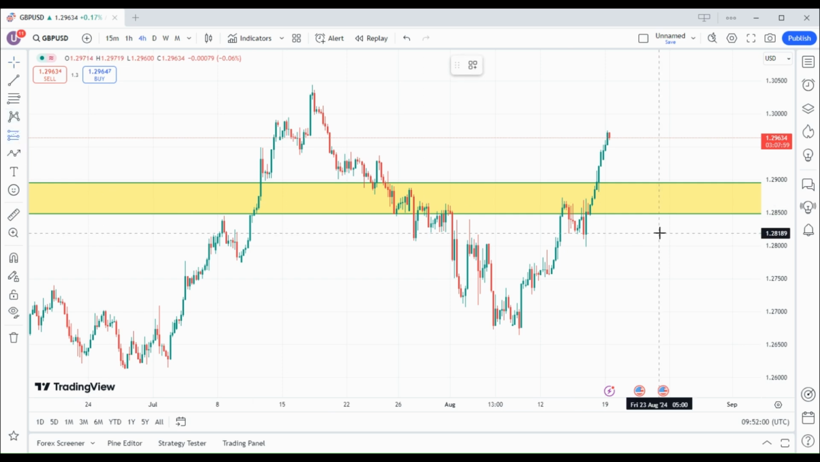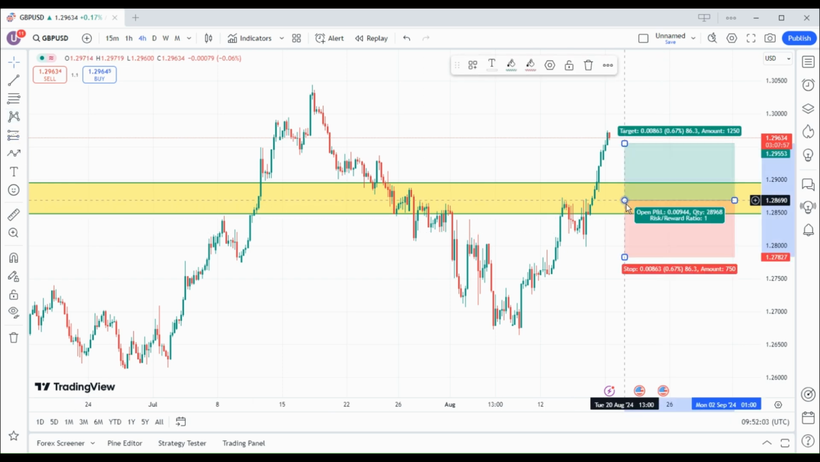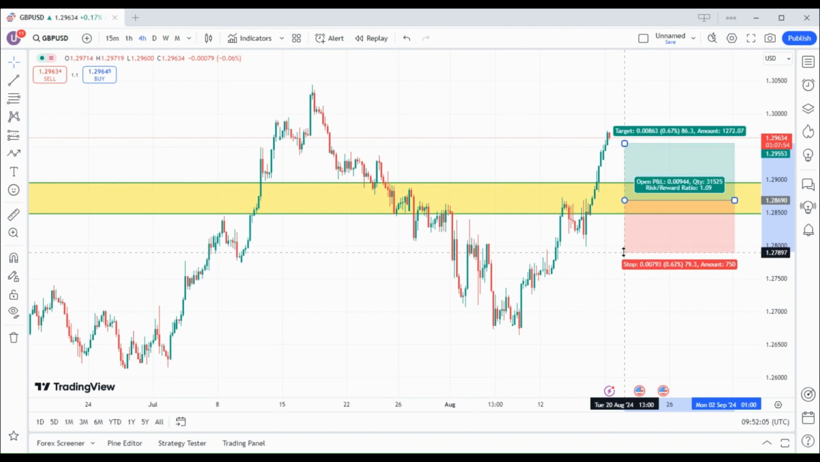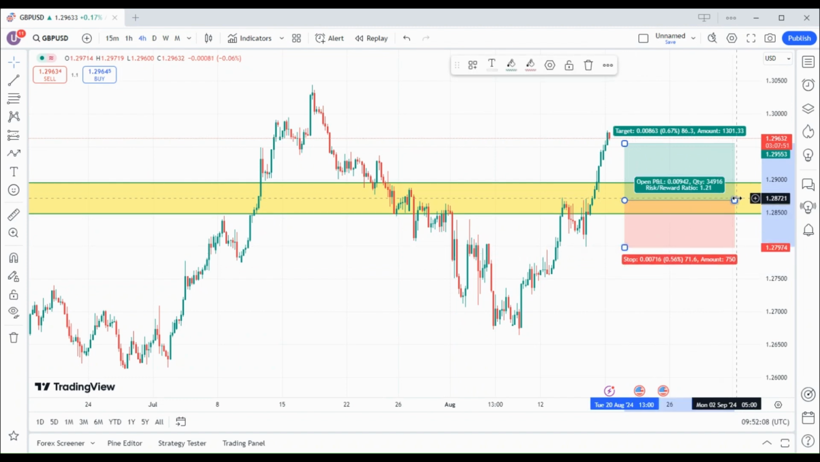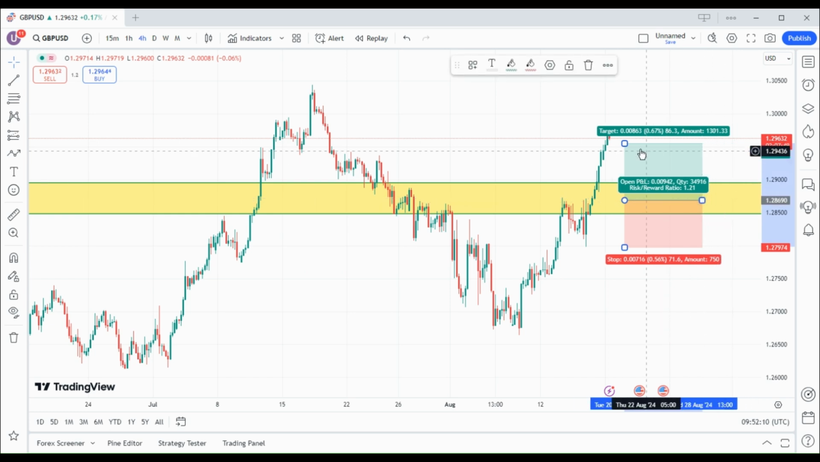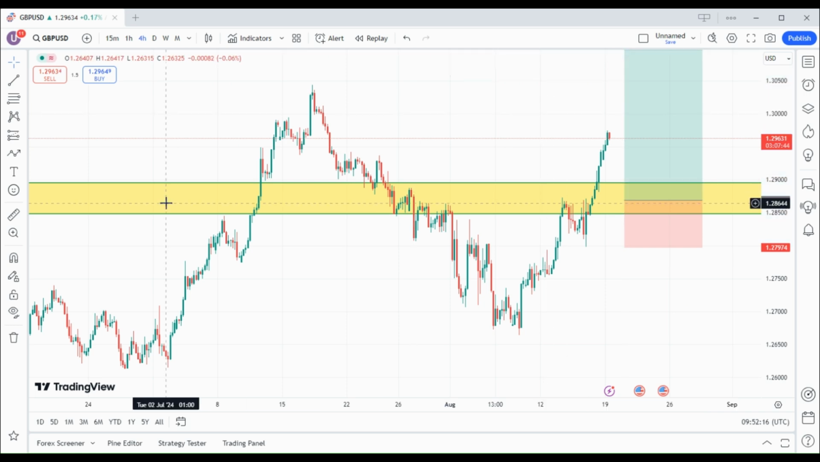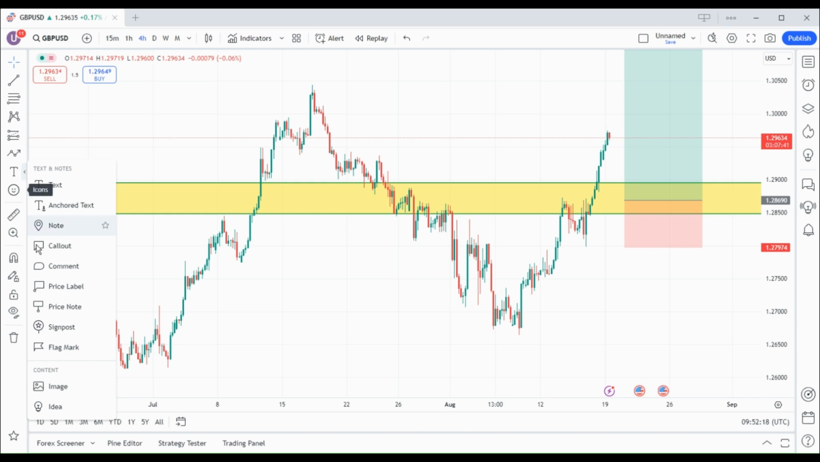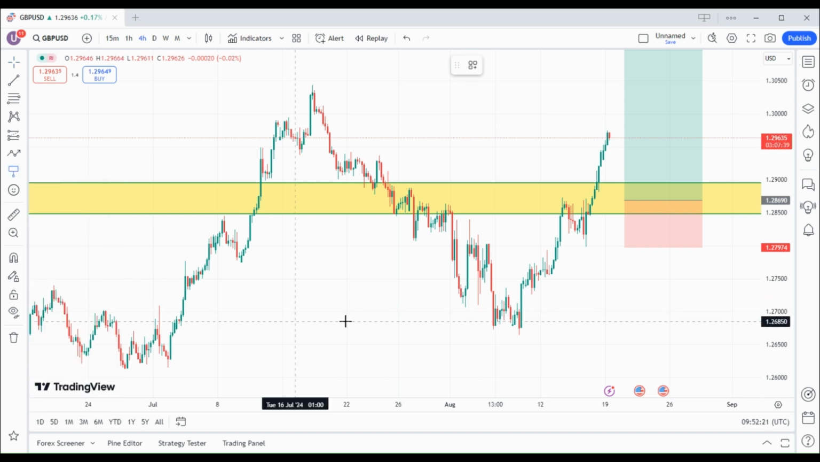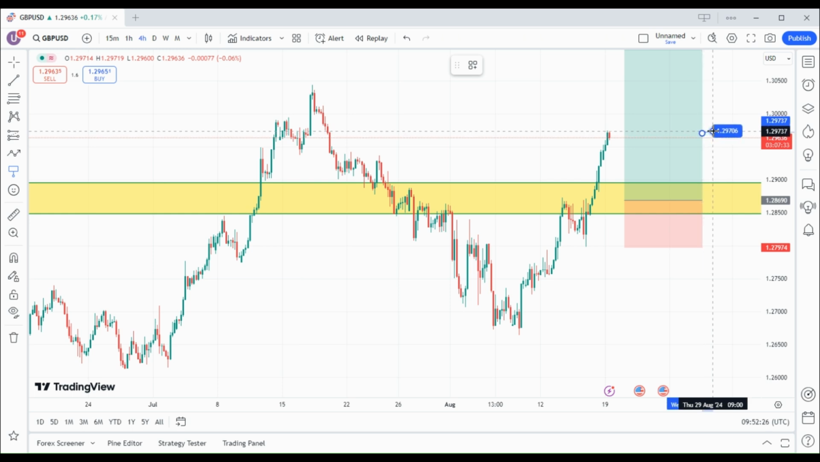So this is how our entry will look at this zone. We'll buy it here and we'll put our stop loss below this zone. And our first level target, I will show you our first level target. Our first level target will be around this zone, the 1.29700 zone. That will be our first level target. But our overall target will be at the monthly resistance zone.